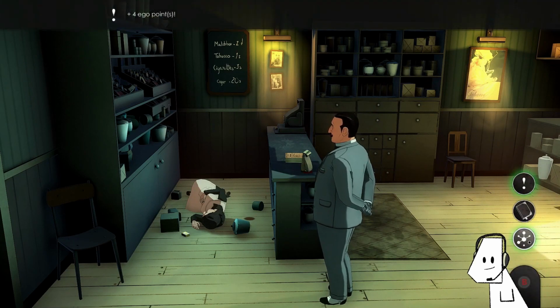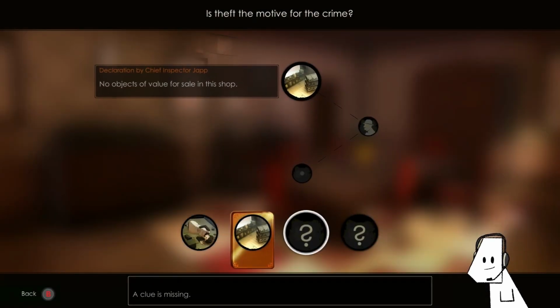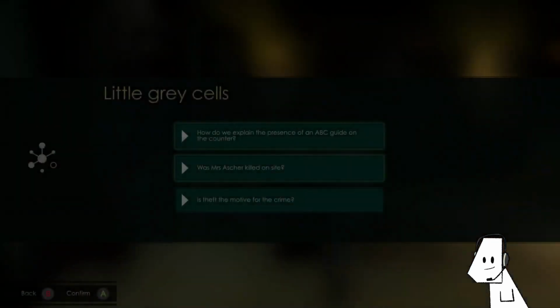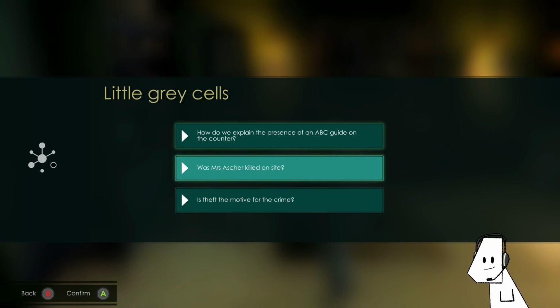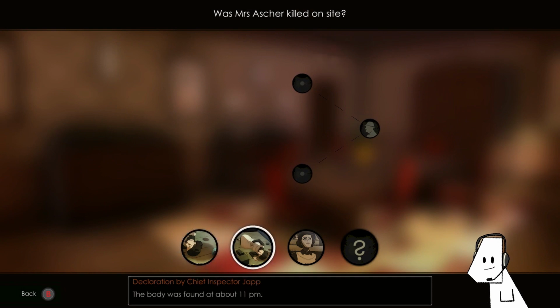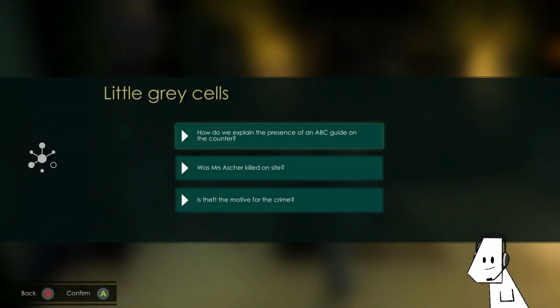And I feel like the first mission is just kind of a tutorial almost, to help you. So, was theft the motive for the crime? Oh, he's still missing two clues. Interesting. Okay. Was Mrs. Archer killed on site? Pool of blood near the head. Body was found around 11 PM. She was seen alive at 5:30. I suppose that could be a clue for... Yes, she was, because the blood is pooled around her head. But we don't have anything else for the second one.